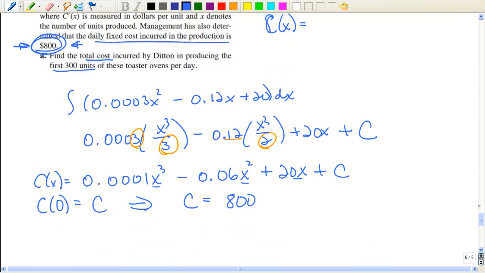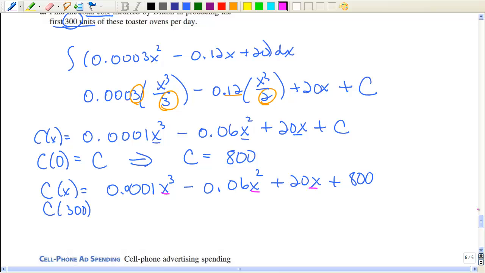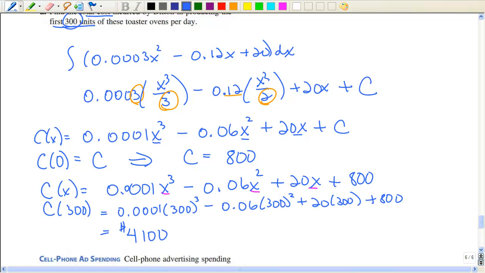So now I can find the total cost because my cost function is this. That 800 goes in at the end, and now I just need to evaluate this function for 300. So I'm going to put a 300 everywhere there is an x, and definitely use a calculator. So my cost to make 300 units of toaster ovens per day is $4,100.